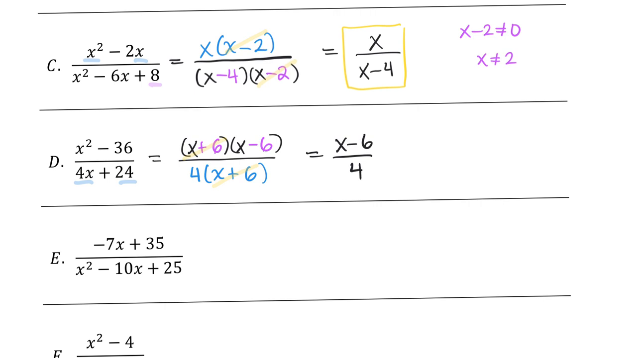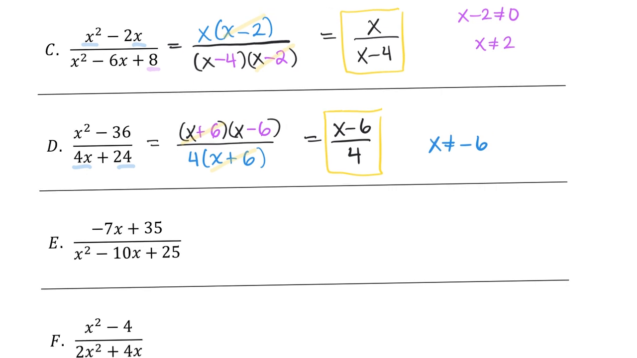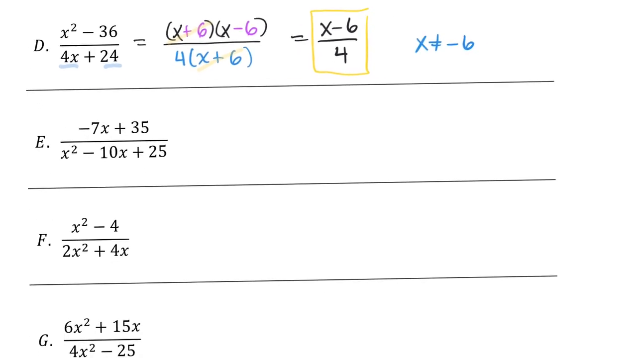Since they asked me for the domain restriction, I'm going to go ahead and see what I canceled. From the bottom, I canceled out the x plus 6. The x value that will make that 0 is negative 6. So it must be true that x cannot equal negative 6. Okay, and if you want to include the previous step, you can. You just don't have to. Okay, let's keep trying. They're getting trickier.